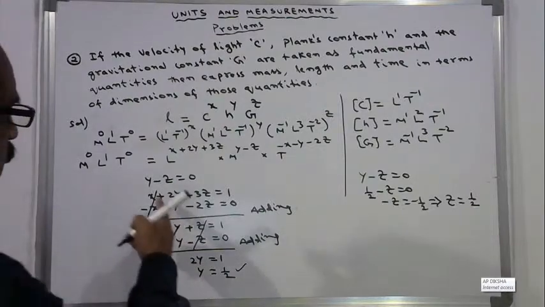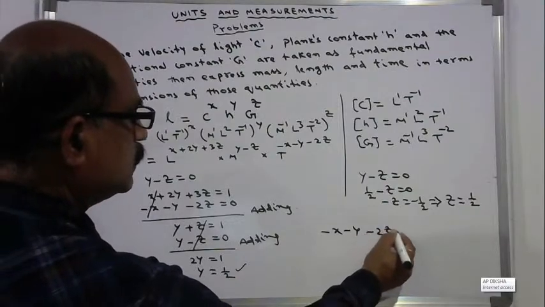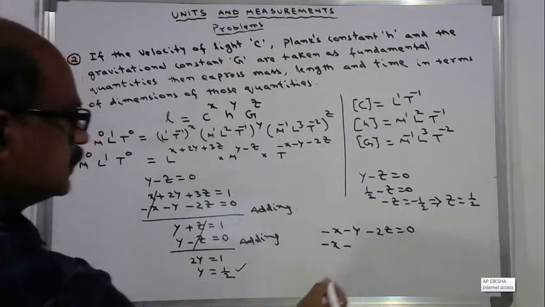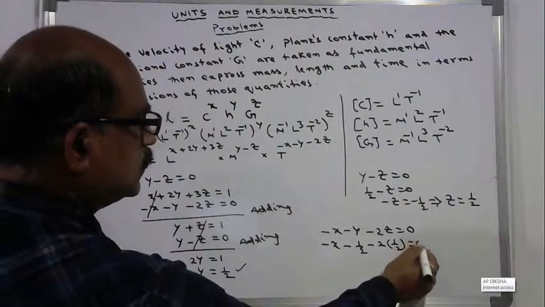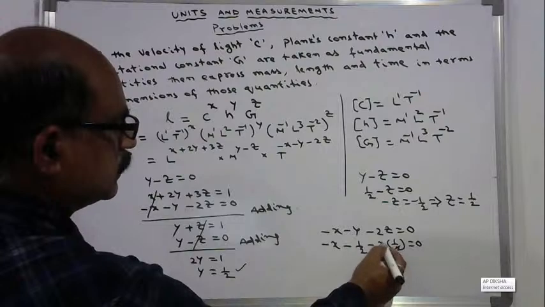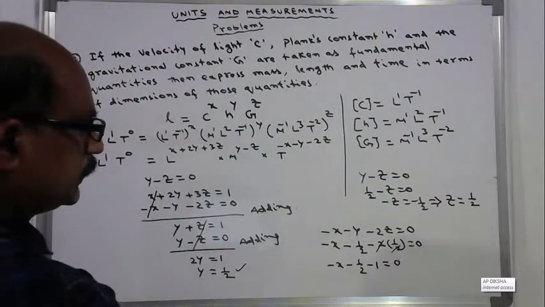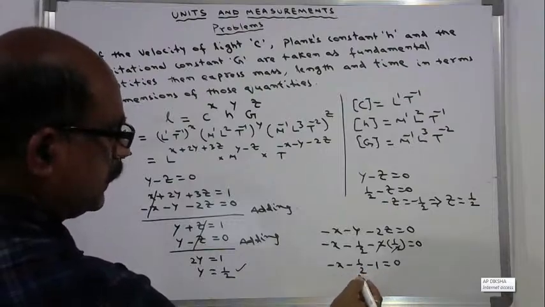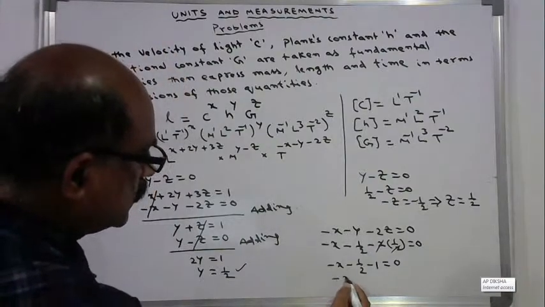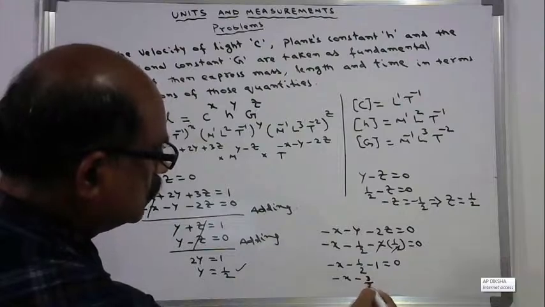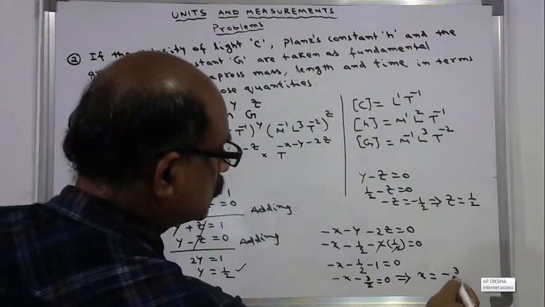So from these two, you can find the value of x. You take some value: minus x minus y minus 2z is equal to 0. So minus x minus, what is y? Half. Minus 2 into, what is z? Half. Equal to 0. So now what happened here? The 2 cancels. So minus x minus half minus 1 is equal to 0. So now this is minus 1.5. Now this becomes minus x minus 3 by 2 equal to 0. This implies x equal to minus 3 by 2.